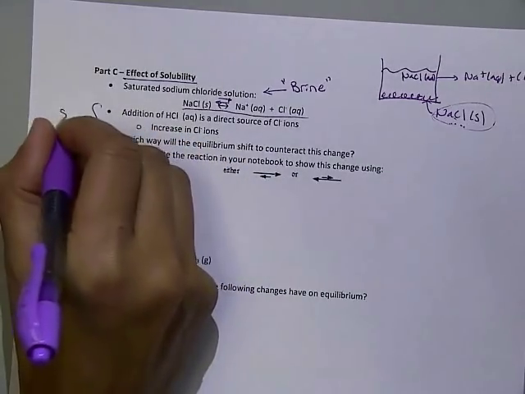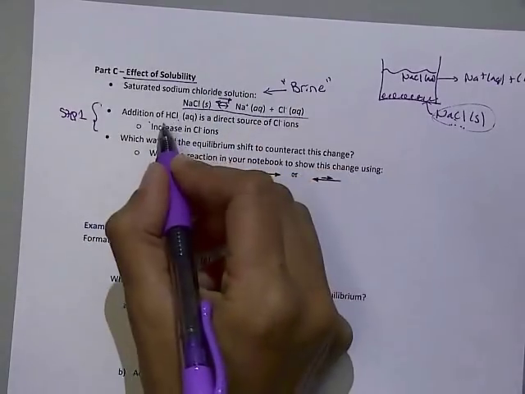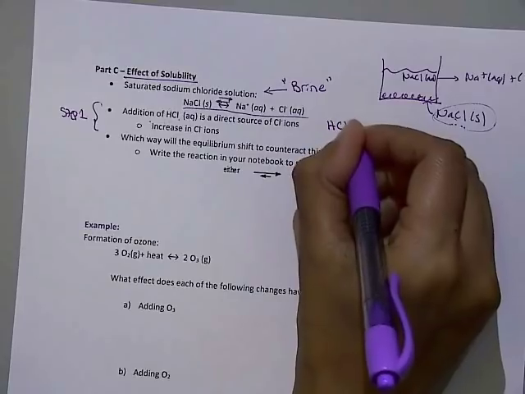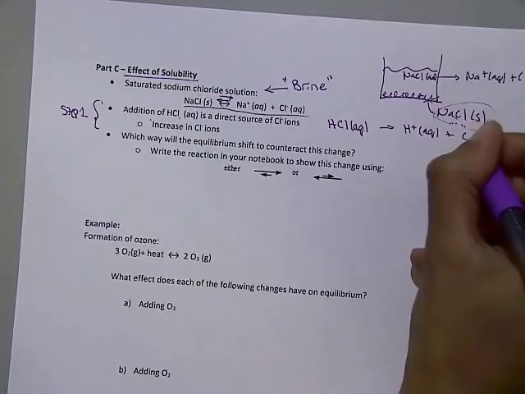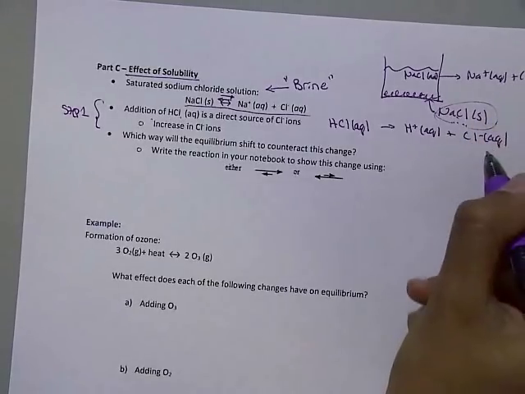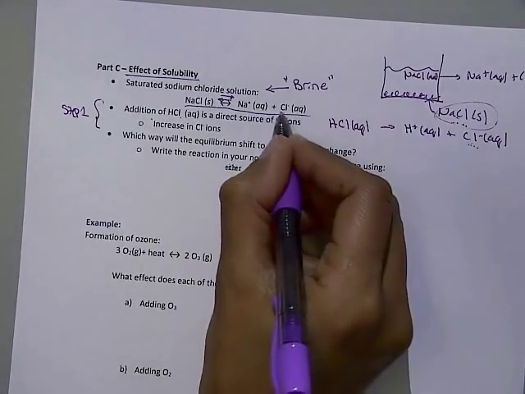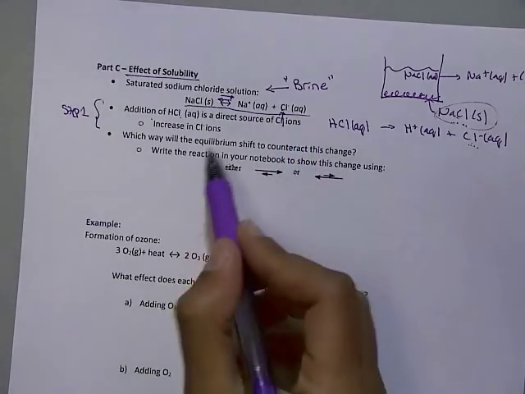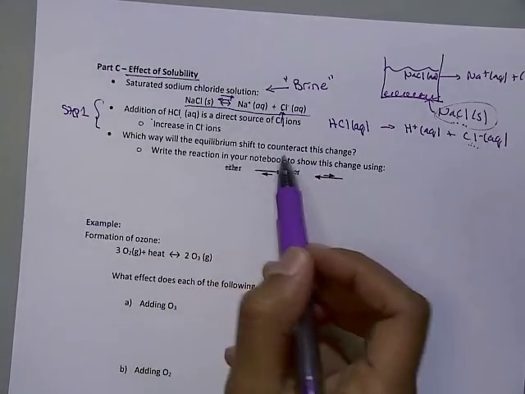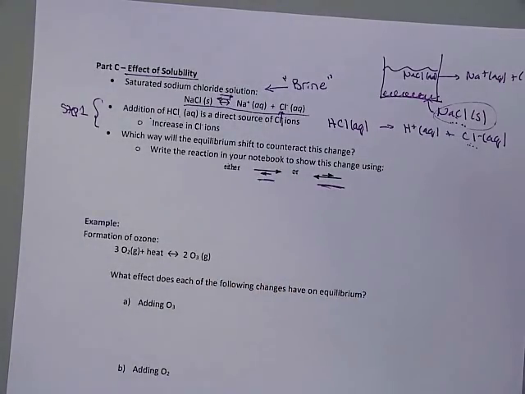So in step 1 of part C, you're going to add HCl to this reaction. And by adding aqueous HCl, remember, anything aqueous exists as ions in solution. So by adding hydrochloric acid, you're actually adding a source of chloride ions, which means you're increasing the amount of chloride ions in this reaction above. Based on that, I want you to tell me which way the equilibrium will shift to counteract this change. And again, make note in your lab notebook on which way it'll change.